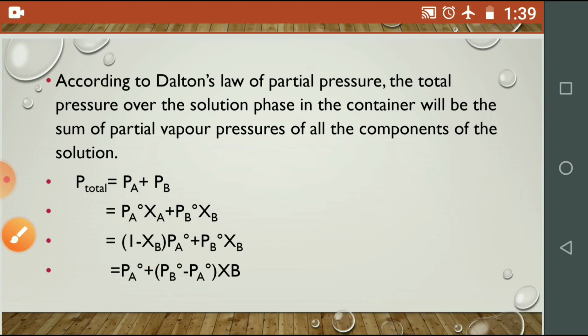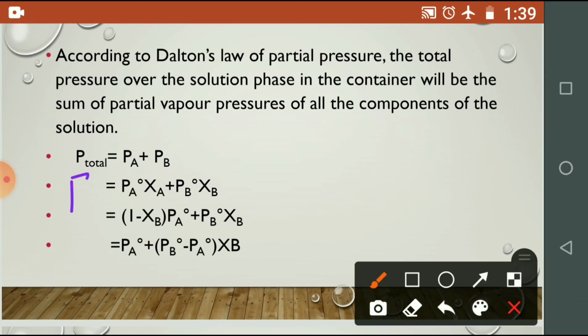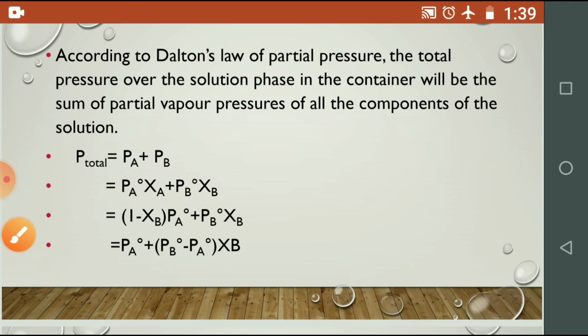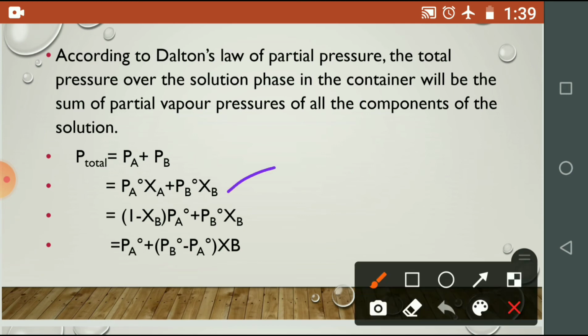Look here. So P total is equal to P naught A plus P naught B minus P naught A into XB. ಇದನ್ನು total pressure find out ಮಾಡಲಿಕ್ಕೆ we should know P naught A, P naught B, and XB. ಇಲ್ಲಿ ನೋಡಿದರೆ, so even if we don't know this XA, still we can calculate the total pressure if we know the vapor pressures of A and B and mole fraction of one of the components, XB.